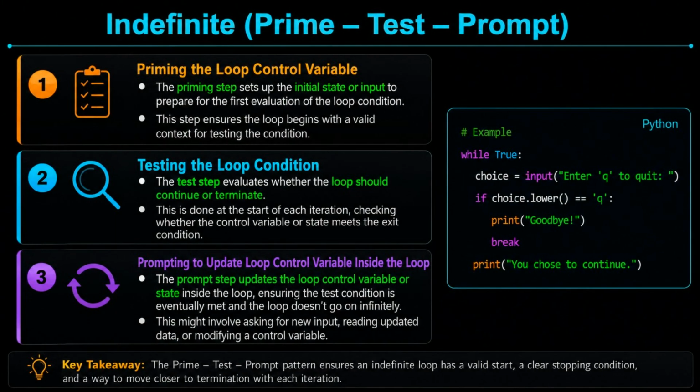Indefinite loops follow a different pattern. Prime, test, prompt. Priming sets up the initial state or input before the loop's condition is ever evaluated. Testing checks, at the start of every iteration, whether the loop should keep going or stop. And prompting updates the control variable from inside the loop itself, so the exit condition eventually gets met instead of running forever. Here in Python, a while True loop keeps asking for input, breaking only when the user types Q.